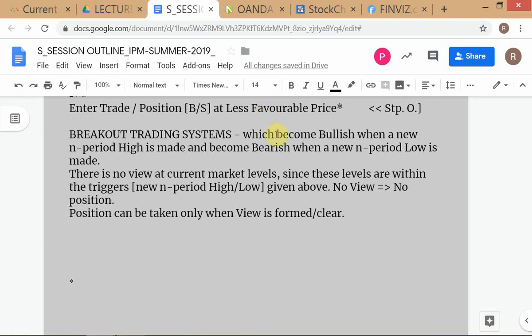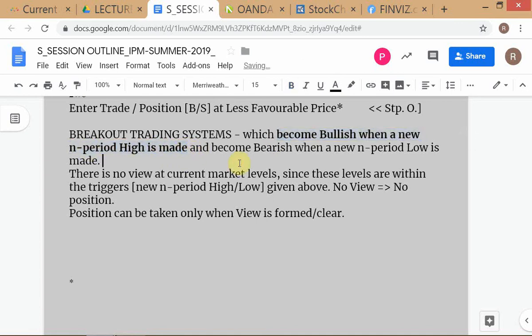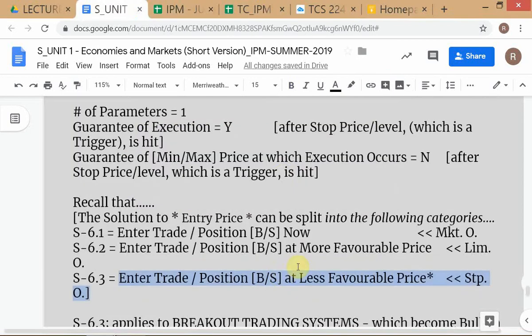So the logic here, maybe first we just read it a little bit. It becomes bullish when a new high is made. I'm only going to highlight this because the reverse obviously applies: it becomes bearish when a new low is made. So essentially, let's try to understand the logic of a breakout system, which is that let's look at this.